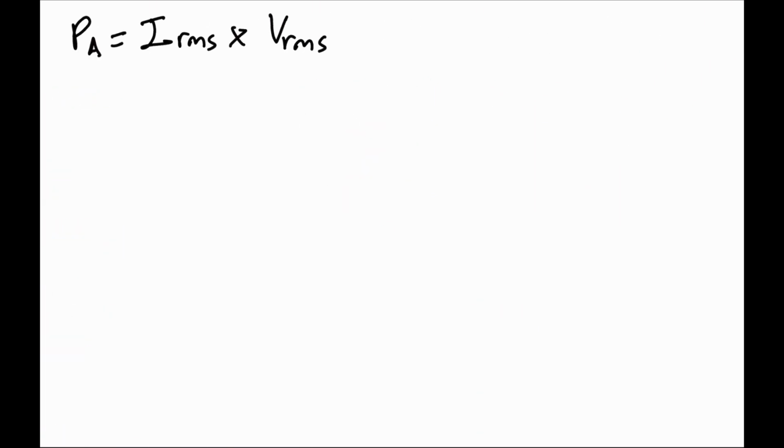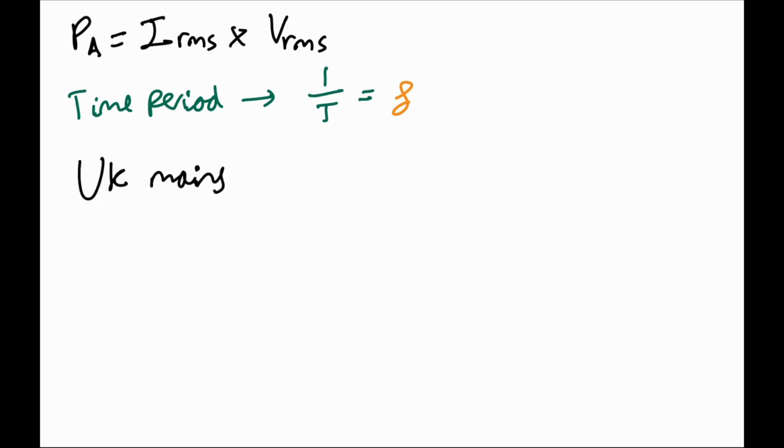Using the trace, remember, you can find your time period. You can use this to find your frequency, because 1 over the time period is equal to the frequency of oscillation of the alternating current. For example, in the UK mains, it says 230 volts, but this is actually the root mean squared voltage of the mains that you get out of your plugs in the UK.